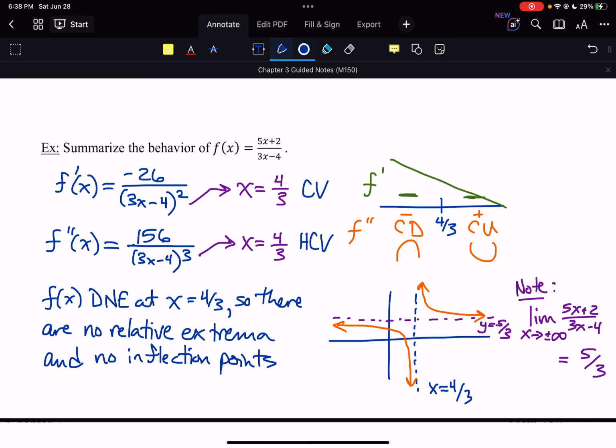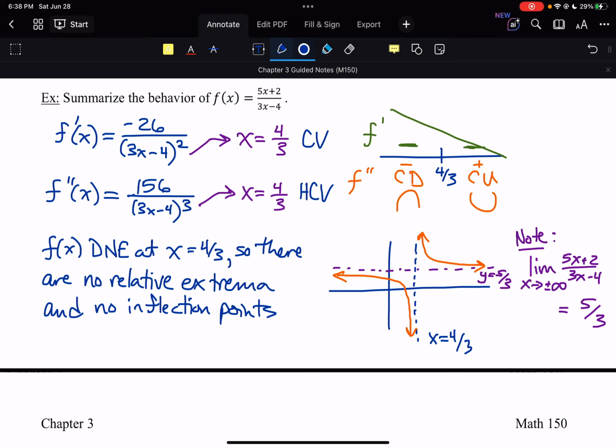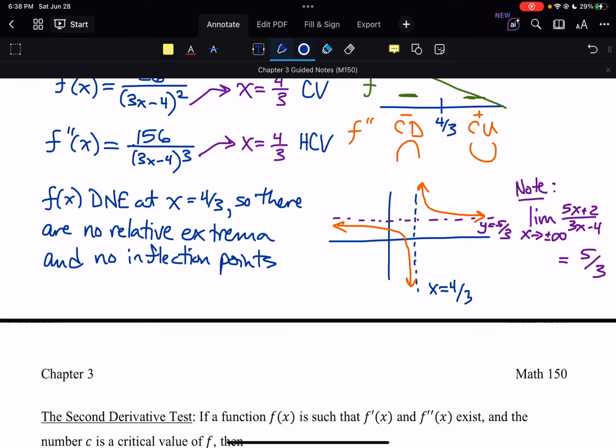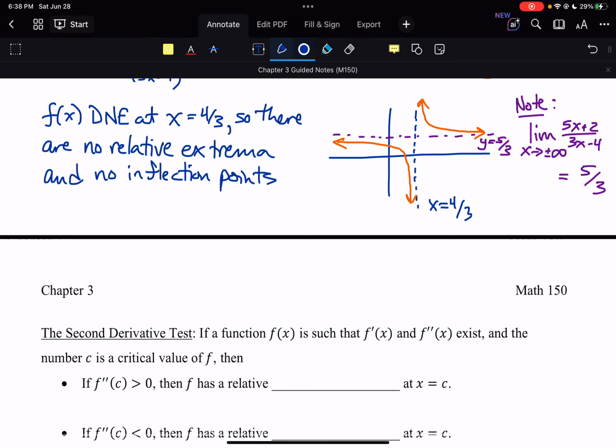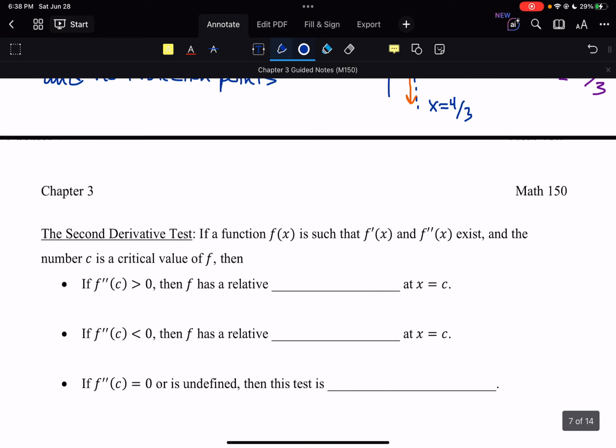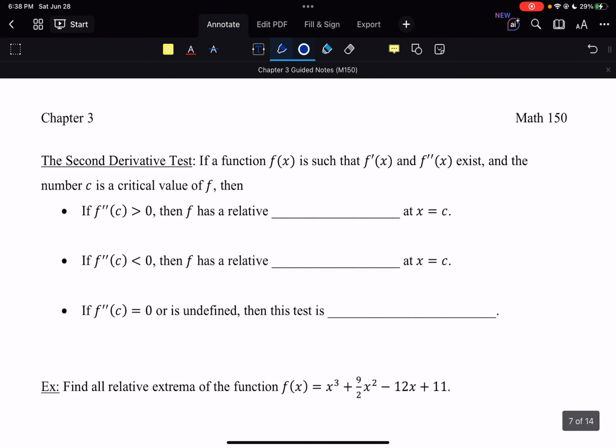So now the final thing that we need to talk about in this section is kind of just formalizing what we were just talking about with these second derivatives. And that is the second derivative test. So we talked about the first derivative test in the last section. Now we have another way of determining relative maxes or mins using second derivatives instead.